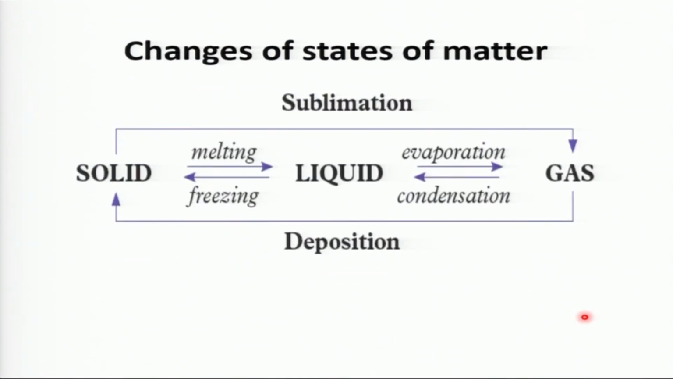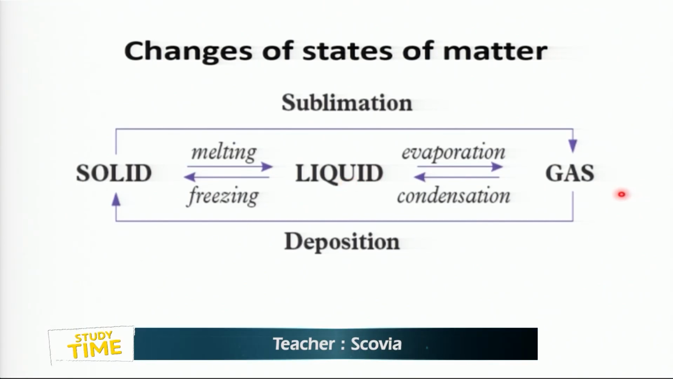So, the changes of the states of matter. What are the changes of the states of matter? The states of matter, as I said, are solid, liquid, and gas. They are able to change. One state can easily change and turn into another state. For example, the solid state can turn into a liquid state, and the liquid state can turn into a gas state.